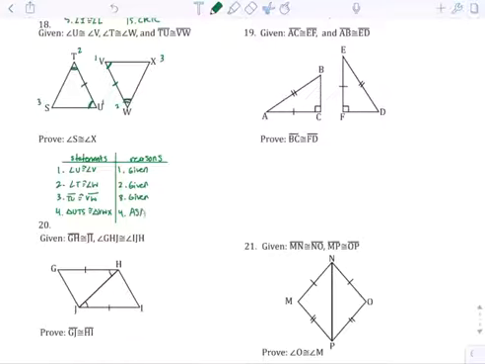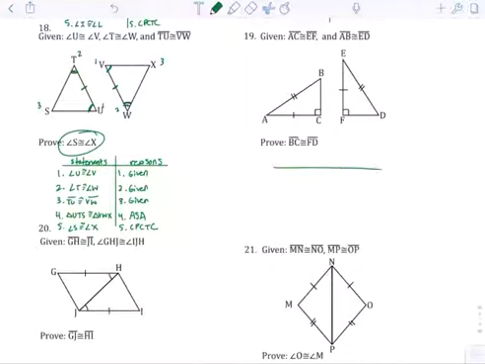Angle, side, angle. And now we can prove all corresponding parts of the triangle congruent, which is this one. So angle S is congruent to angle X because of CPCTC. Again, we can say CPCTC right after we prove triangles are congruent to each other.